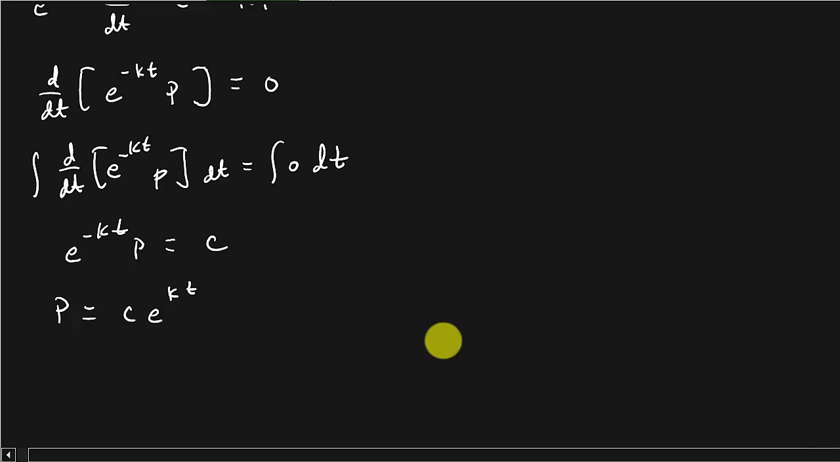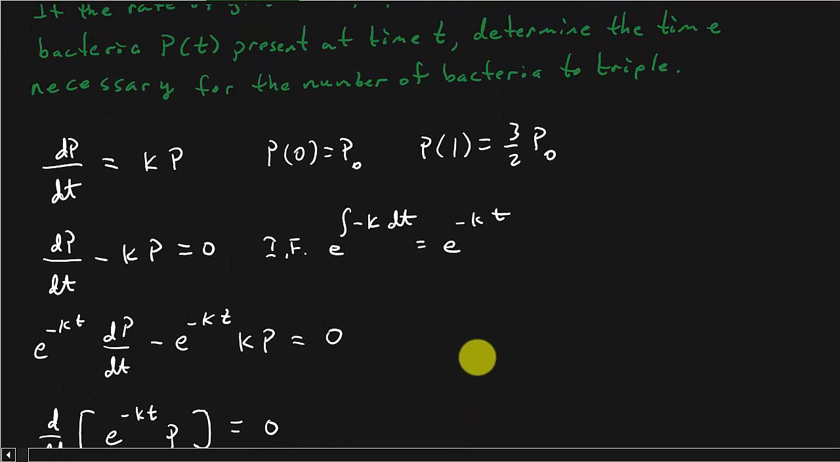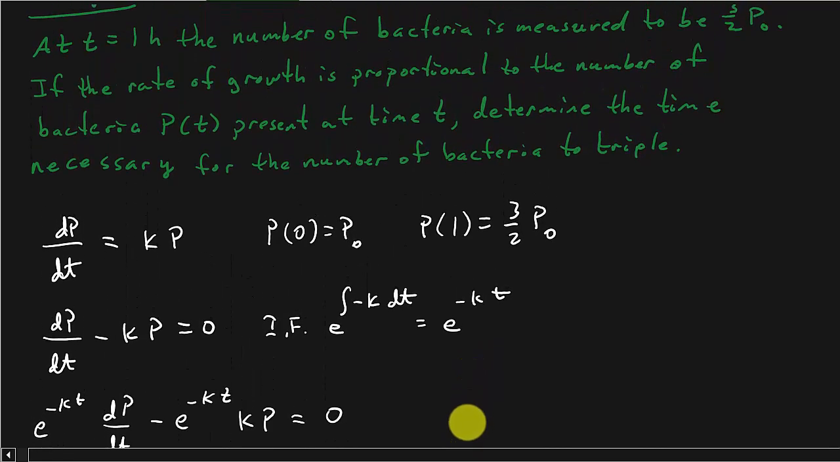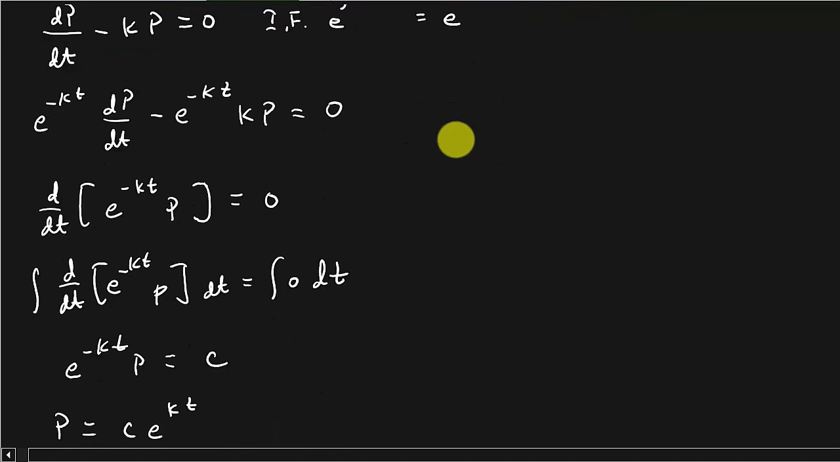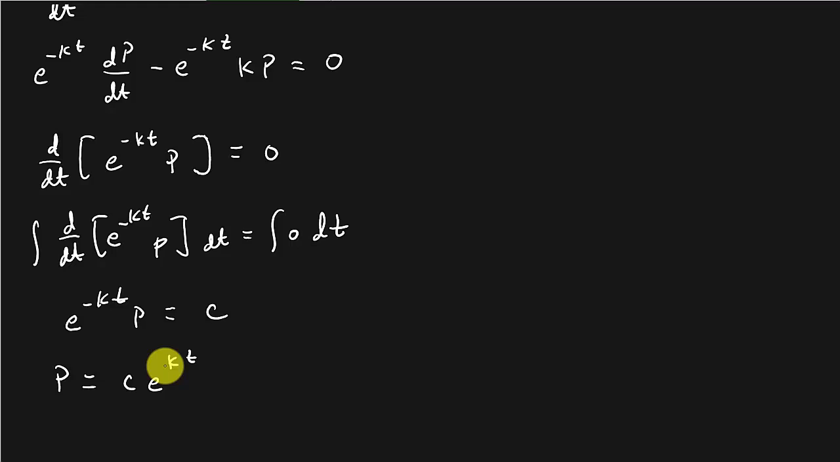Now, when you look at this, the thing I want to mention here is this K. If K is positive, that represents a growth, and if it's negative, it's going to represent a decay.